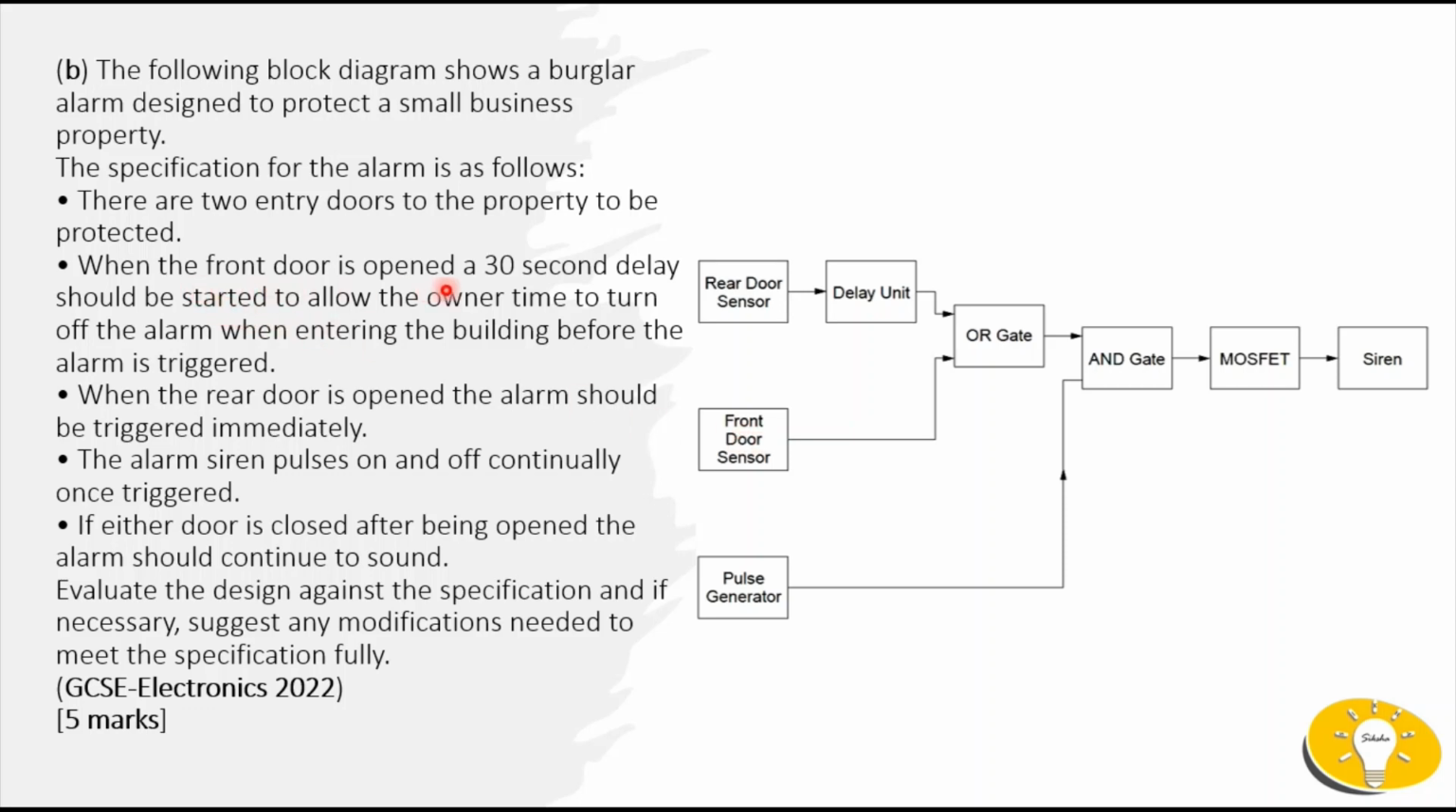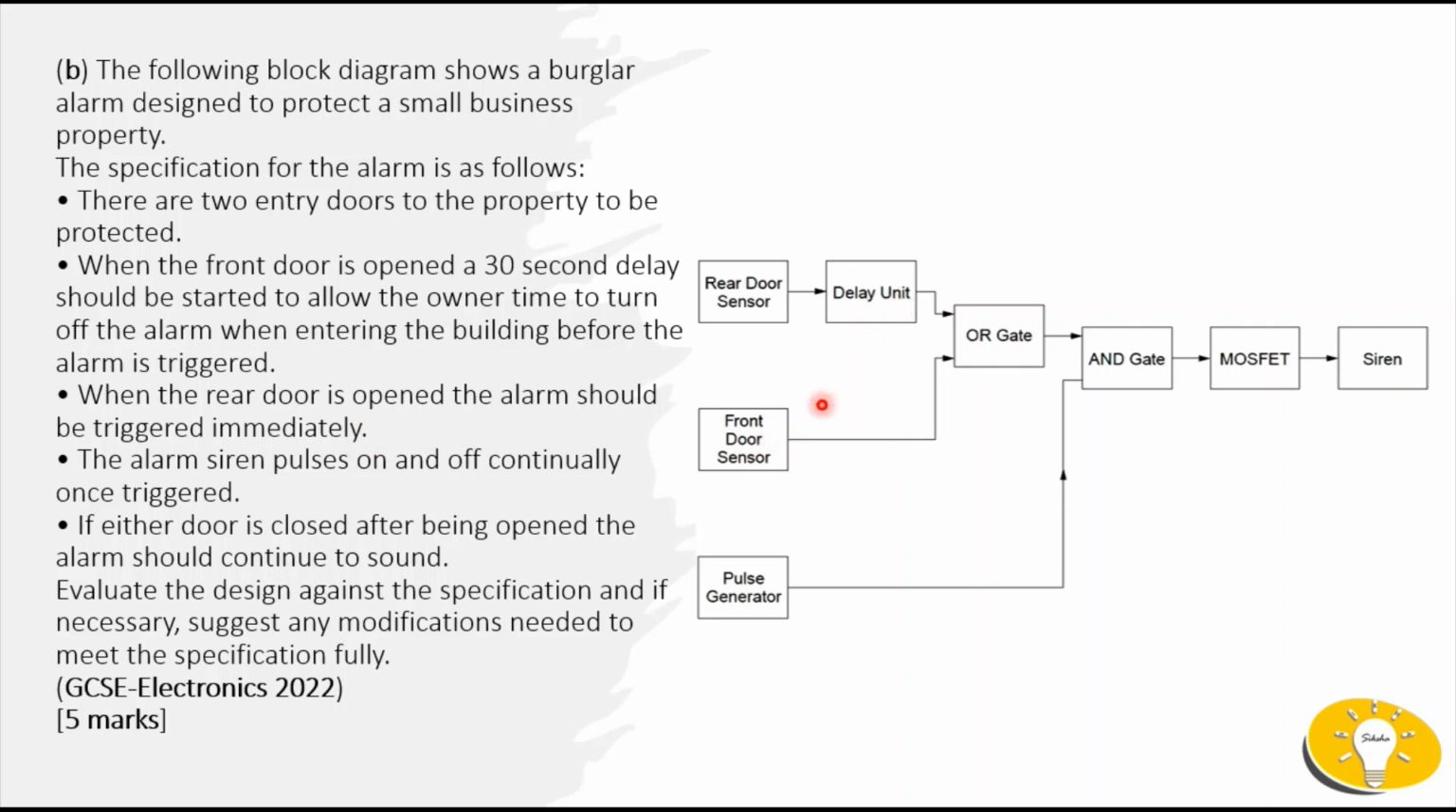When the front door is opened, a 30-second delay should be started to allow the owner time to turn off the alarm when entering the building before the alarm is triggered. So from the front door there should be a 30-second delay so that the owner can enter the property and turn off the alarm. When the rear door is opened, the alarm should be triggered immediately.